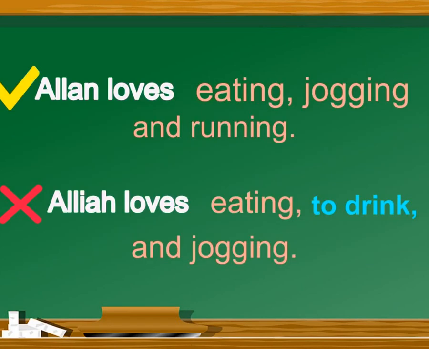Now let's change it into words. Alan loves eating, jogging, and running. Now that is parallelism. It is parallelism since it uses gerunds, or words that have ing, and it follows the first verb, the second verb, and the third verb.